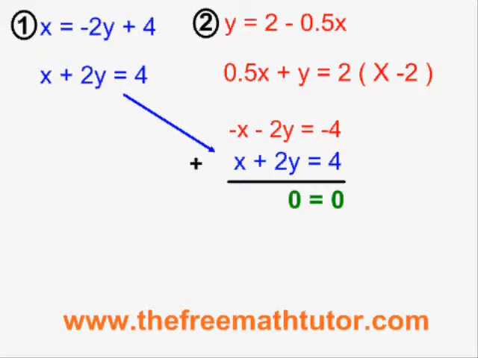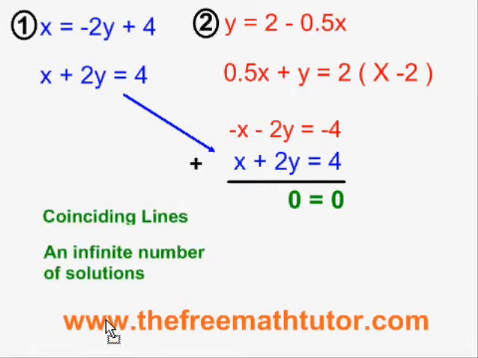But we are not done answering the question because we have to give the solution set. Since coinciding lines share all of their points in common, going to infinity in either direction along the line, my answer is an infinite number of solutions. If asked for the type of lines, I have to say coinciding lines.